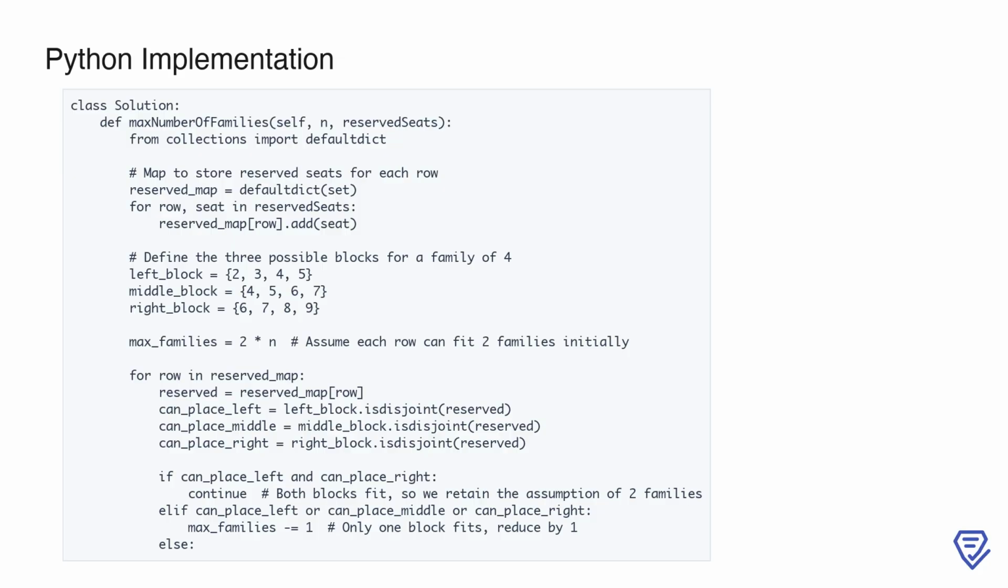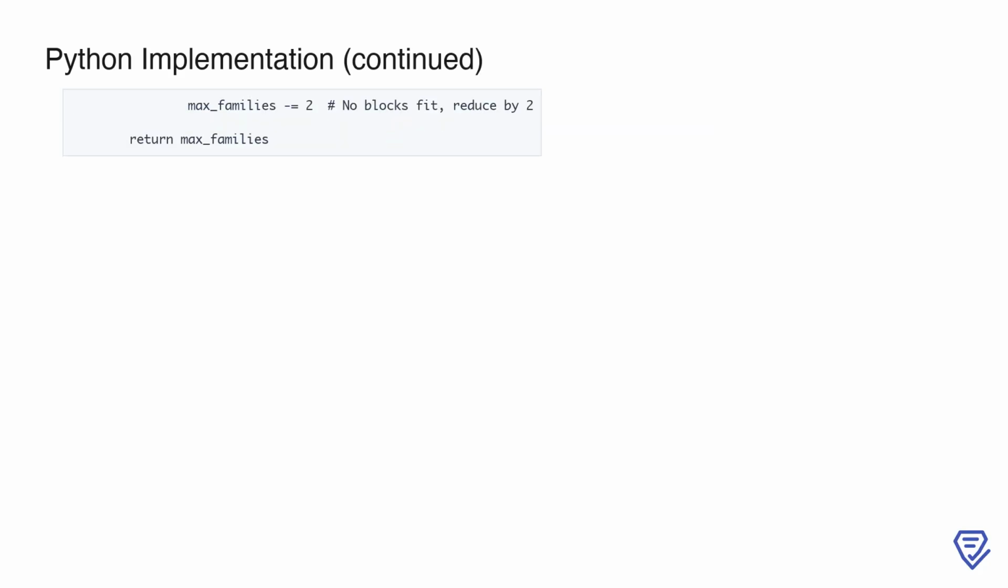Now, for each row that has reserved seats, we check whether any of the seat blocks overlap with the reserved seats in that row. If both the left and right blocks can fit, we retain the assumption of 2 families for that row. However, if only one block fits, we reduce the total count of families by 1. If none of the blocks, left, middle, or right, can fit a family due to overlapping with reserved seats, we reduce the count of max_families by 2, as no families can be seated in that row.